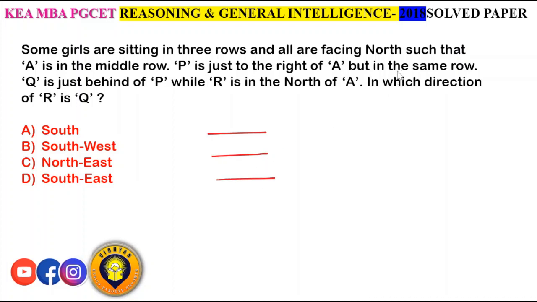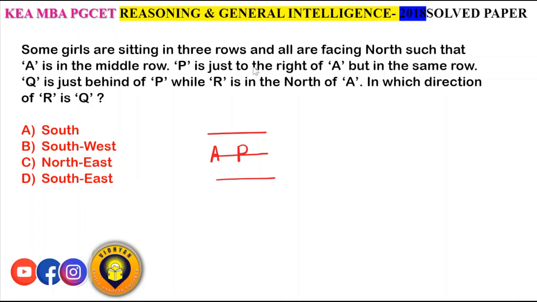Clear? Now, all are facing north direction. A is in the middle row. P is just to the right of A. Now suppose I write A here. A is in the middle row and P is just to the right of A. Just to the right of A there is P. So this is the right because since all are facing north, this will become the right and this will become the left. So to the right of A there is P.